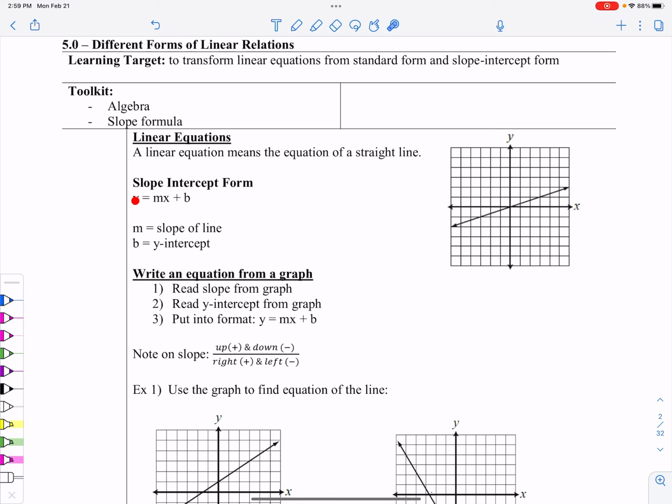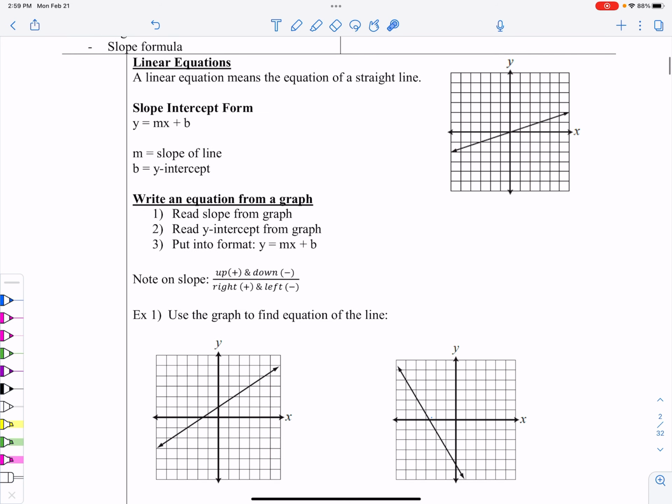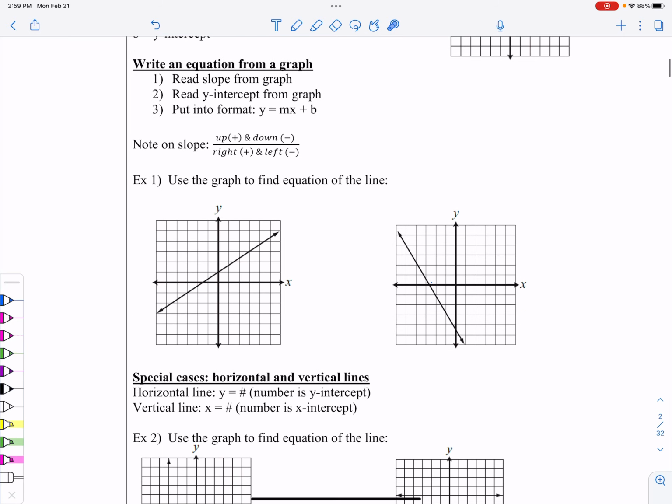Slope-intercept form is written y is equal to mx plus b, where the letter m stands for the slope of a line, and the letter b stands for the y-intercept. Now we've already looked at slope. Y-intercept, remember, is where it's hitting the y-axis. So if we want to look at a graph and figure out the equation, the first thing we're going to do is read the slope from the graph, then read the y-intercept from the graph, and put them into the formula.